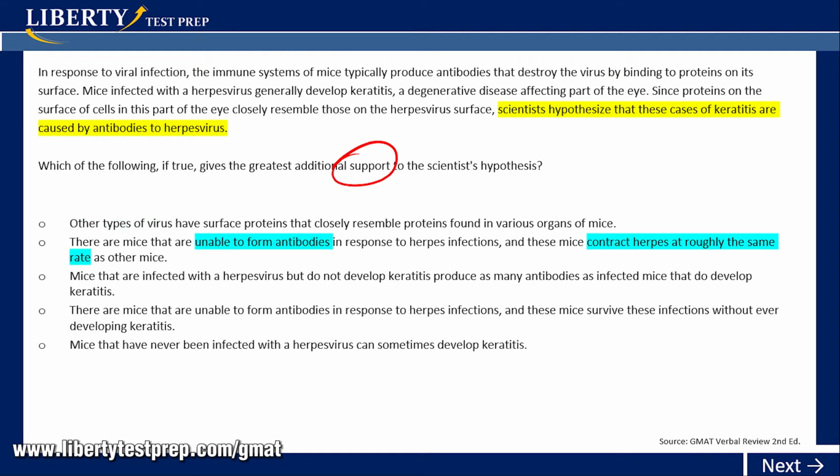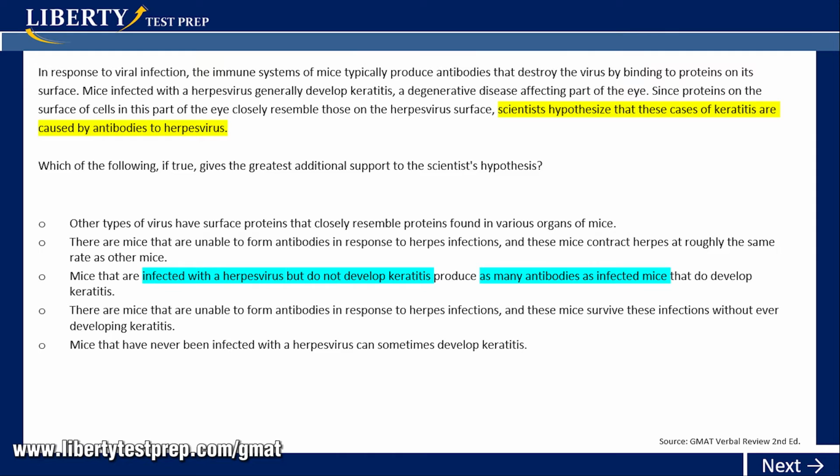Let's go and analyze B. There are mice that are unable to form antibodies in response to herpes infections, and these mice contract herpes at roughly the same rate. Okay, so if they don't have antibodies, they don't have the cause, right? Because our cause was antibodies, but they still get the effect. That's a weakening. That's not a support. So that one's out because it's the wrong way. We want to support. We don't want to weaken the conclusion.